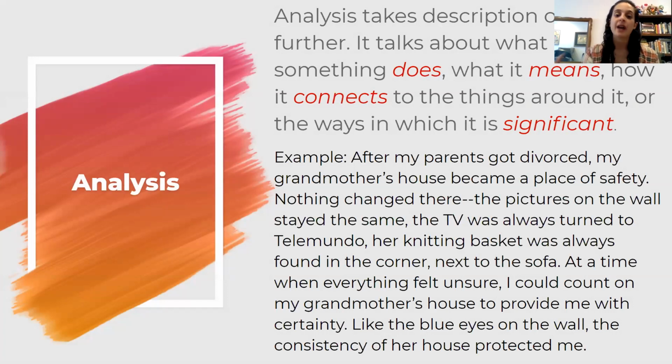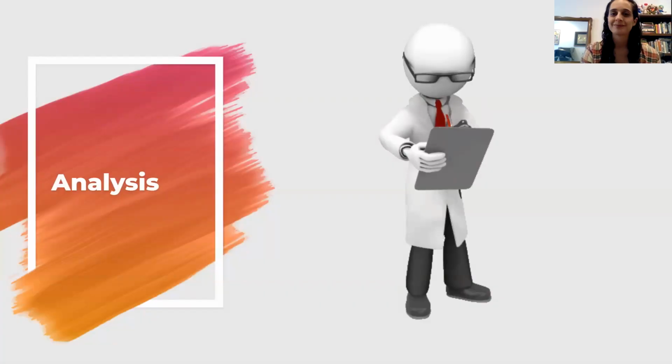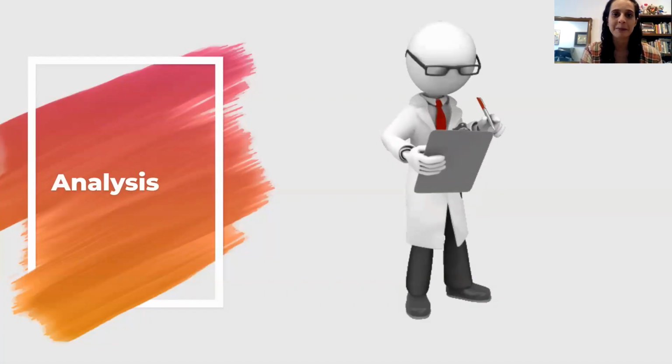So I've described the house. I've talked about the pictures. I've talked about the blue eyes on the wall. Now I bring up this motif of protection, of consistency. That's me analyzing it, right? I'm connecting it to my parents' divorce, and I'm talking about the significance, right? In a time when everything was changing, these were the things that brought me comfort. I've analyzed it. Here's somebody analyzing something on a clipboard.